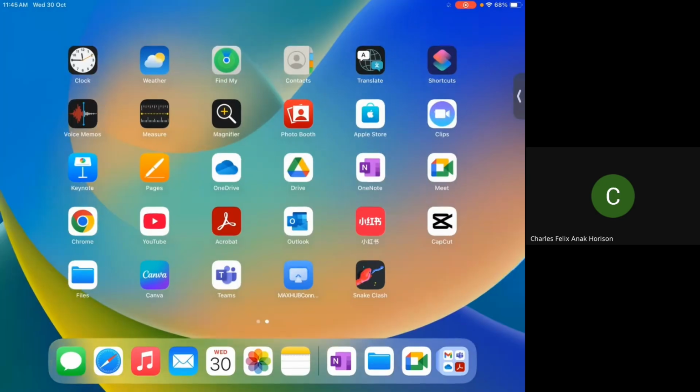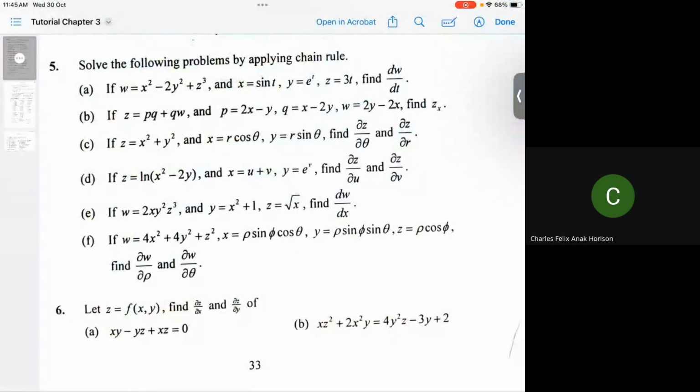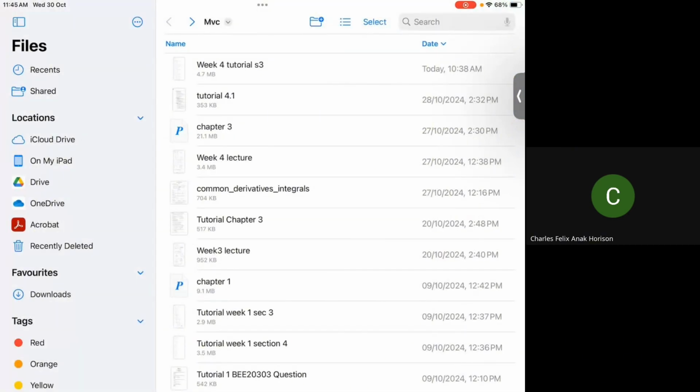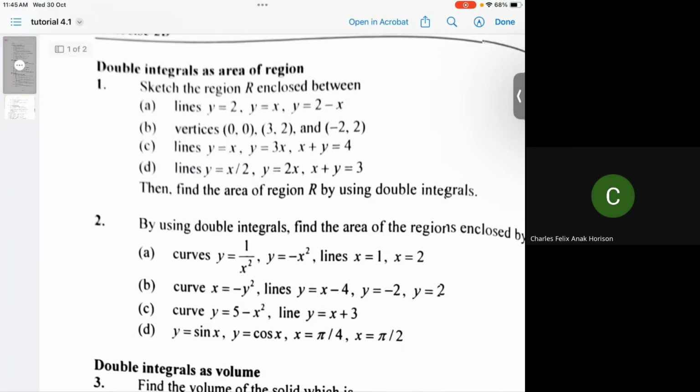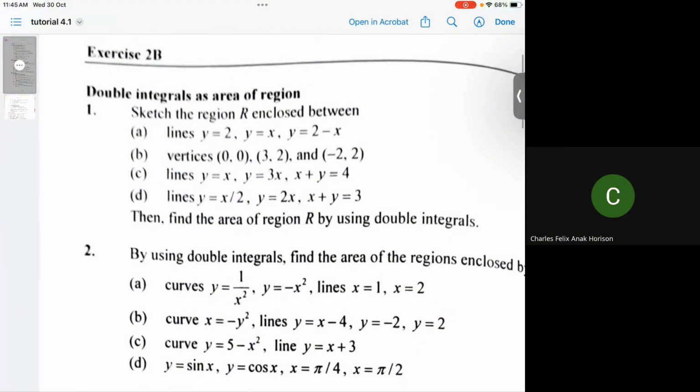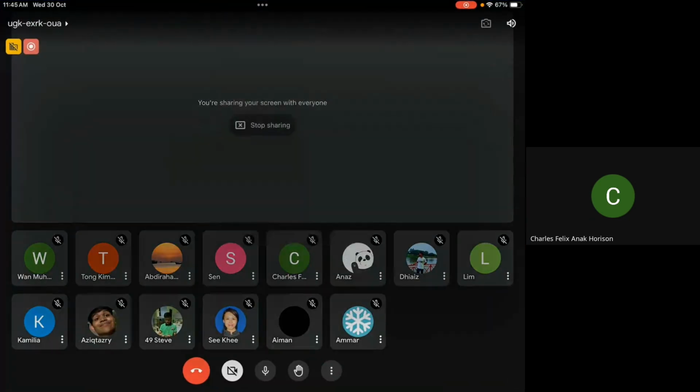We're now moving on to tutorial 4.1, which is about the double integral. So we'll be trying these questions. But before that, do you need a break of 5 minutes? Yes, doctor. Okay, so we will break for 5 minutes. We will come back again at 11:50. We'll continue this question 1 later on. So 5 minutes, yeah.